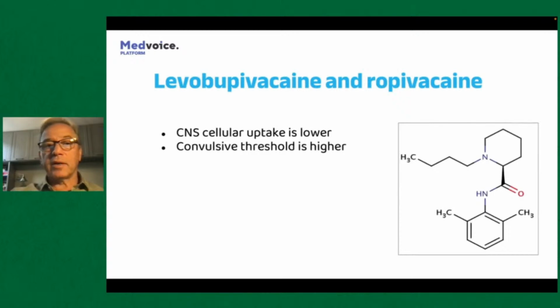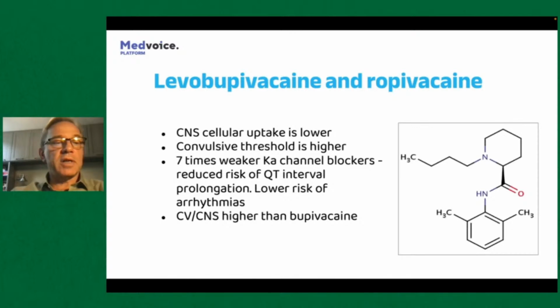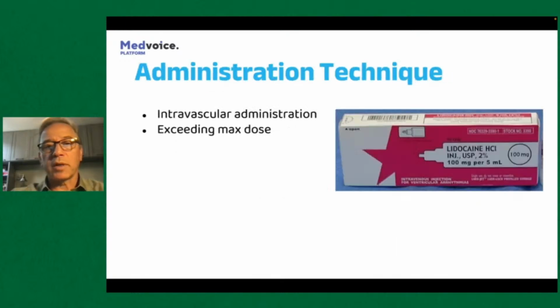So levobupivacaine and ropivacaine, their CNS cellular uptake is lower, the convulsive threshold is a lot higher, and they're 7 times weaker potassium channel blockers with reduced risk of QT interval prolongation and hence lower risk of arrhythmias. So all these newer drugs, levobupivacaine and ropivacaine, are safer than their parent drug, bupivacaine. Their CV-CNS ratio is higher than in bupivacaine, and they have slower absorption than bupivacaine. So basically, bupivacaine is the worst.